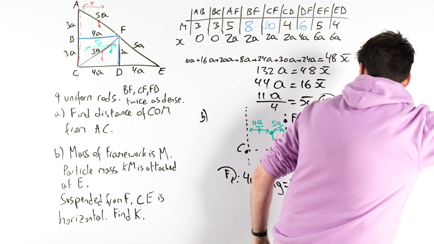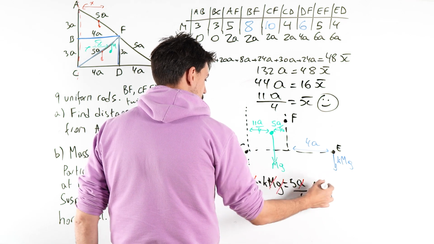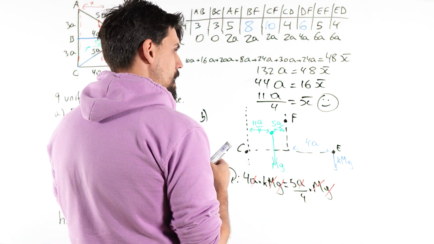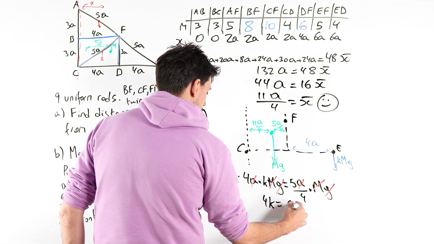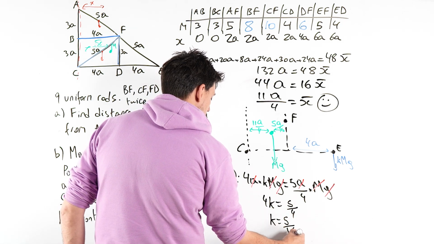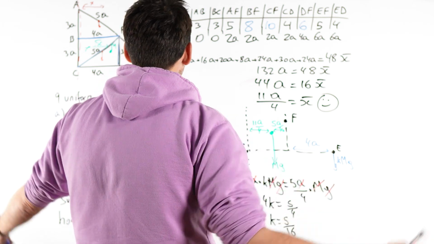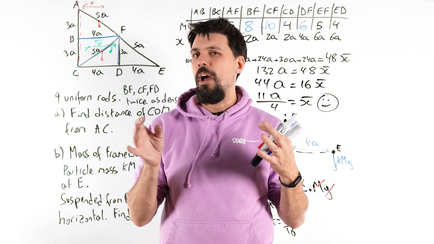I want a red pen. Things cancel: the a's cancel, the M's cancel, the g's cancel. So we are left with 4k equals 5 over 4, which tells me that k is 5 over 16. Simples. Nice.